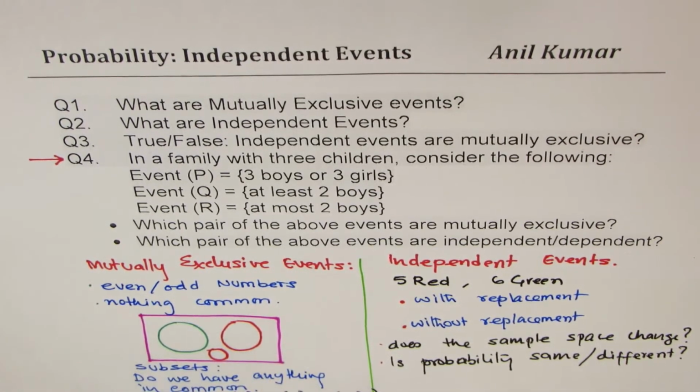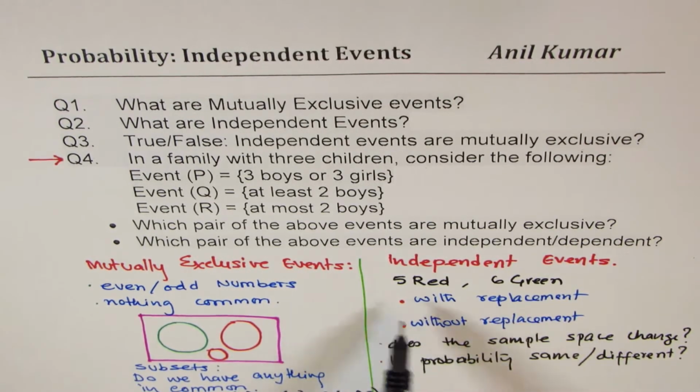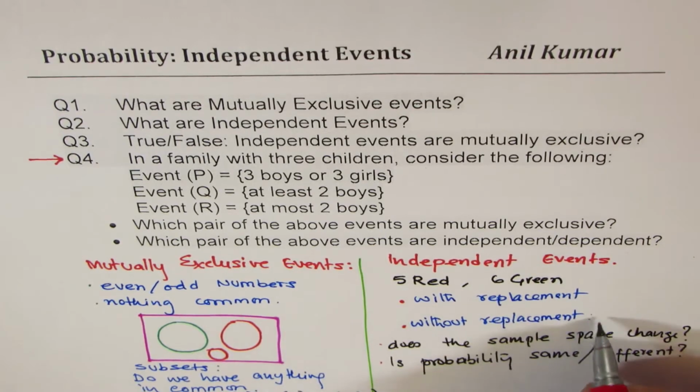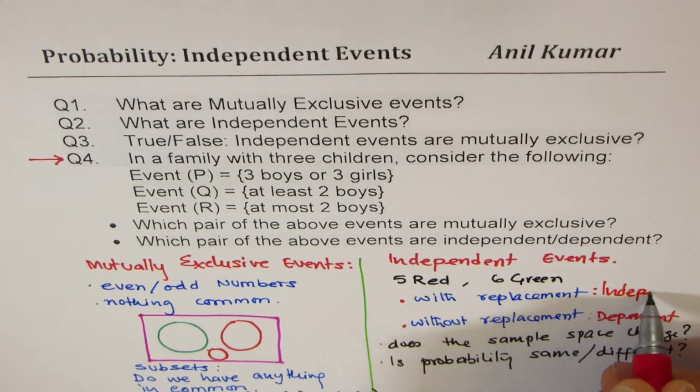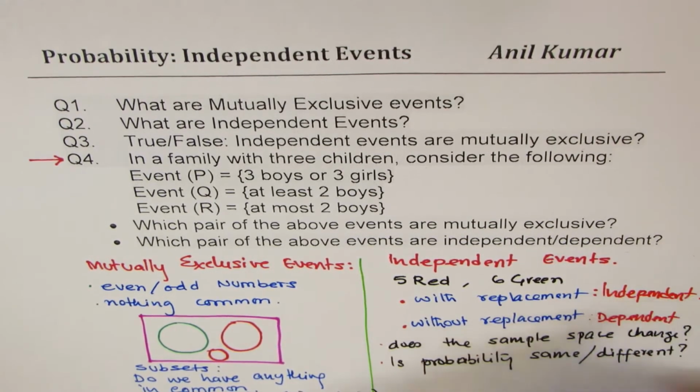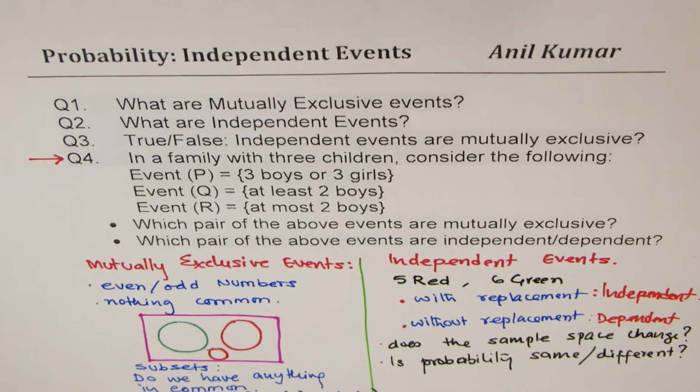The critical is subset. Here we're looking at the probability, and in simple examples we could say that if probability changes, that is, with replacement, it does not change. Without replacement, it changes. So we say this is dependent and this is independent. Does it make sense? That is what we learned.